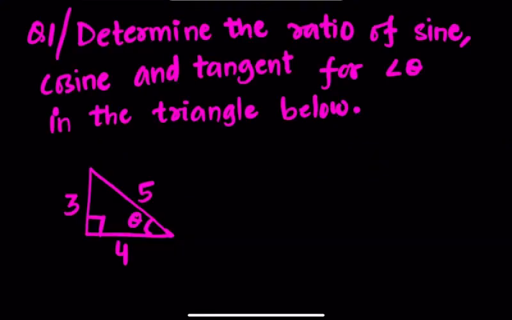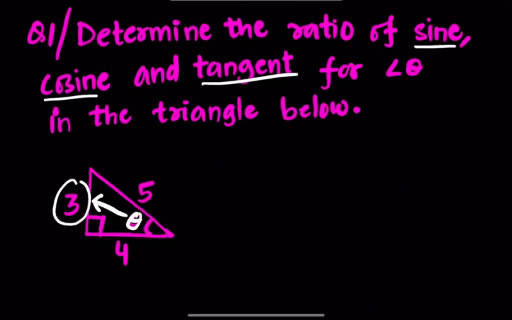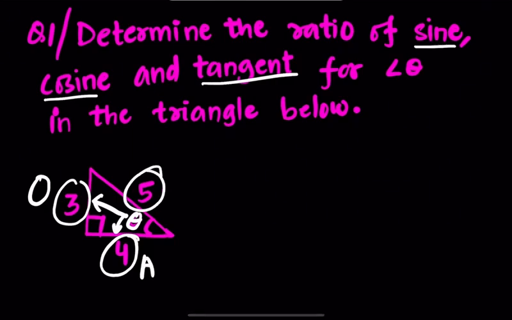Now let's look at this problem, which says determine the ratio of sine, cosine and tangent for angle theta in the triangle below. So we have this angle theta here, and with respect to this angle theta, the side length that is far end is known as opposite. So opposite here is equal to 3. And then the side length that is just next to this angle is known as adjacent, which is equal to 4 in this case. And then the longest side, which is hypotenuse in this case, is 5.